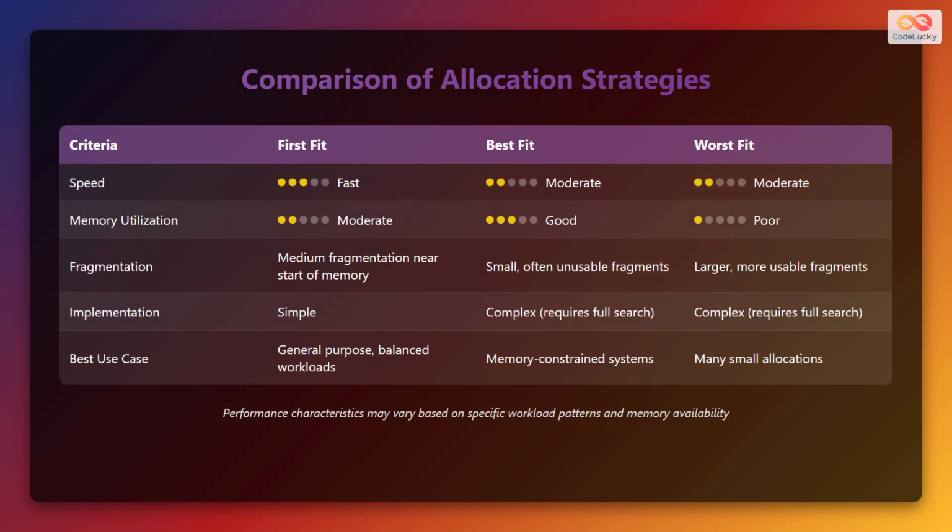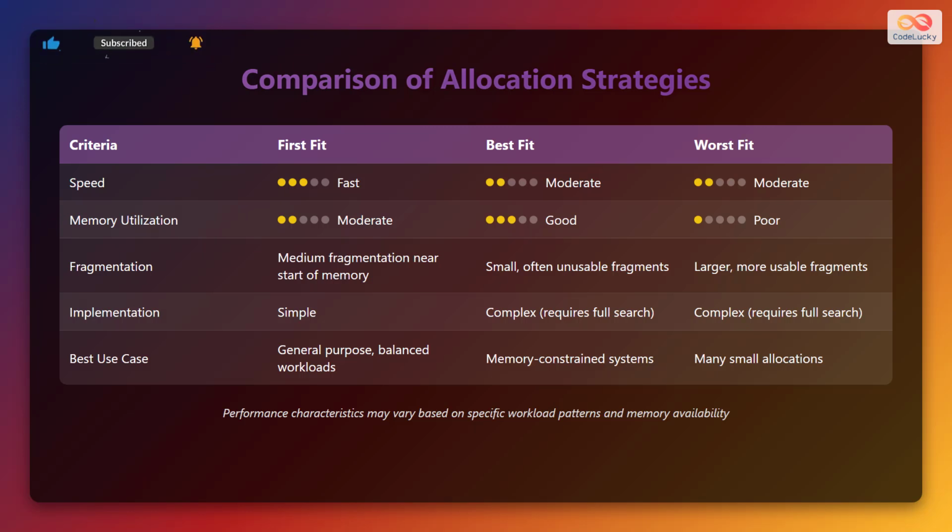Let's compare the different allocation strategies. In terms of speed, first fit is the fastest, while best fit and worst fit have moderate speeds. Regarding memory utilization, best fit provides good utilization, first fit offers moderate utilization, and worst fit results in poor utilization. First fit causes medium fragmentation near the start of memory, best fit leads to small, often unusable fragments, and worst fit leaves larger, more usable fragments.